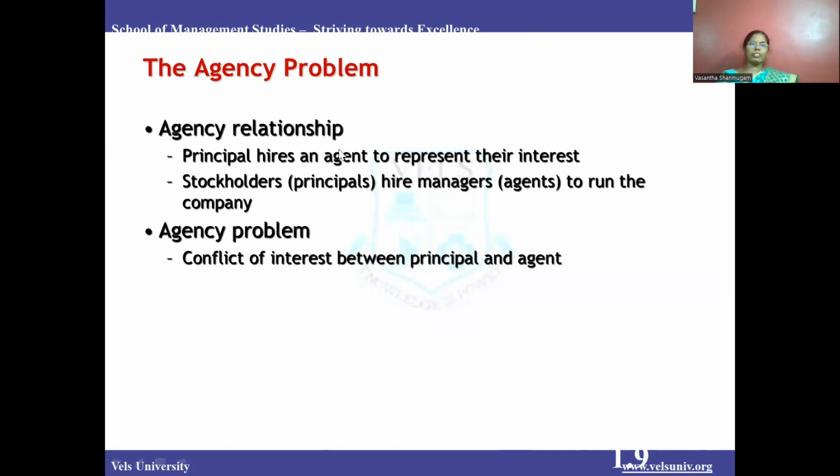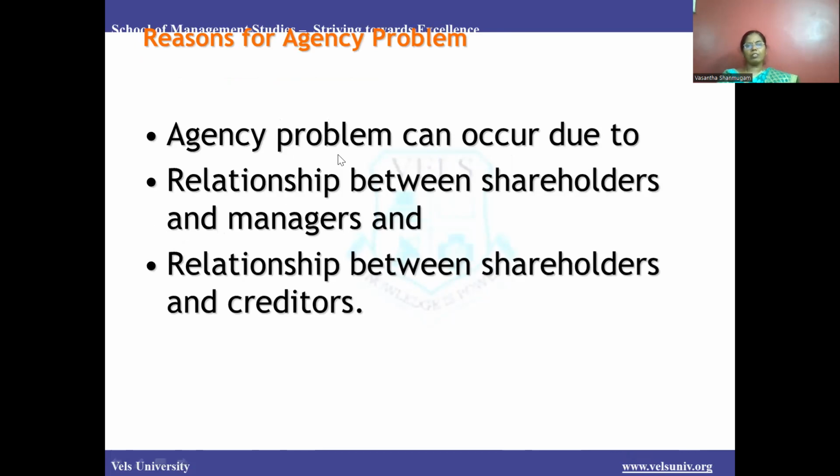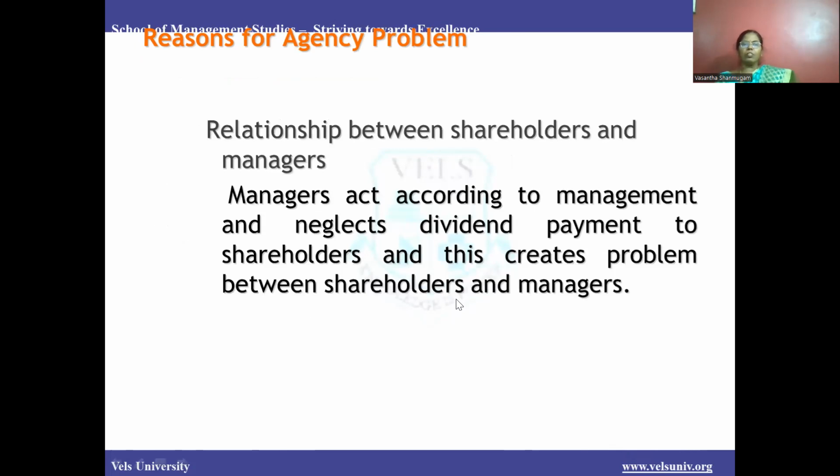So now we'll see the agency relationship. The principal hires an agent, that is, shareholders hire a board of directors to represent their interest. Stockholders, that is, shareholders, the principals, hire a manager, the agent, to run the company. So the conflict between principal and agent is called the agency problem. The main reasons for agency problem are the relationship between shareholders and managers and the relationship between shareholders and creditors. Managers act according to their own interest, but they neglect the interest of the shareholders, even neglecting the dividend payment to the shareholders. So this affects the interest of the shareholders. Automatically, this will create a problem between shareholders and managers.